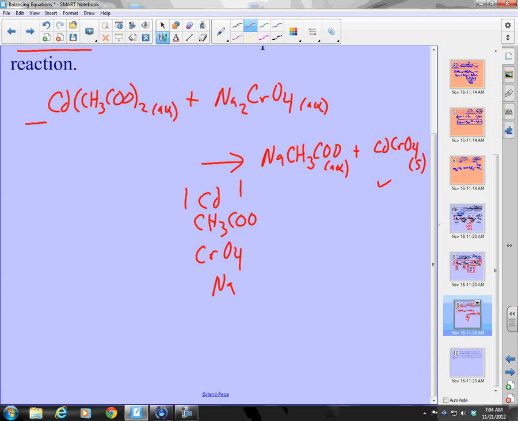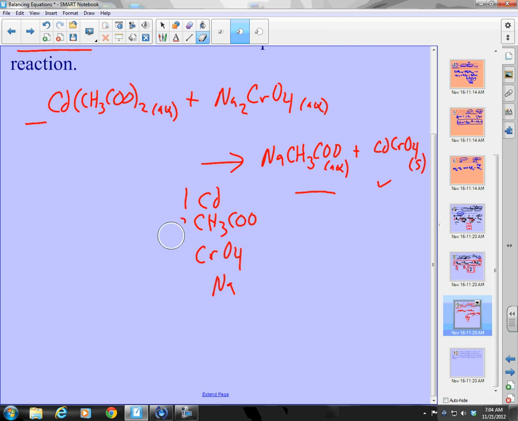How many acetates do I have? Well, I have 2 acetates here, and what do I have over here? I have 1 acetate. That's not going to work. Okay, so let's start all over.